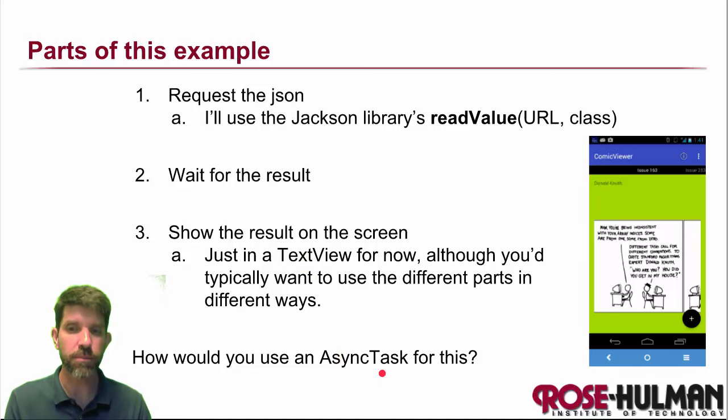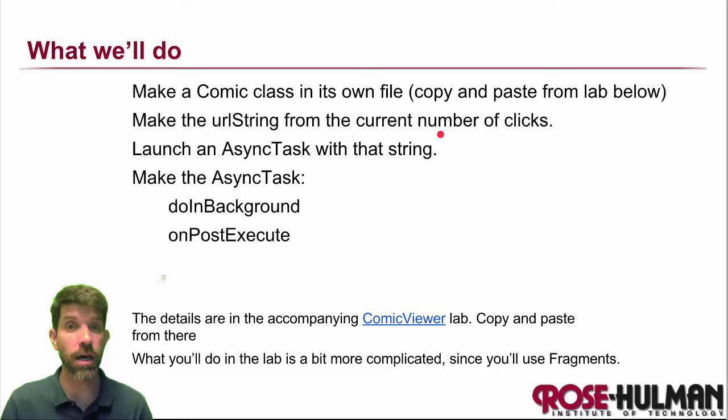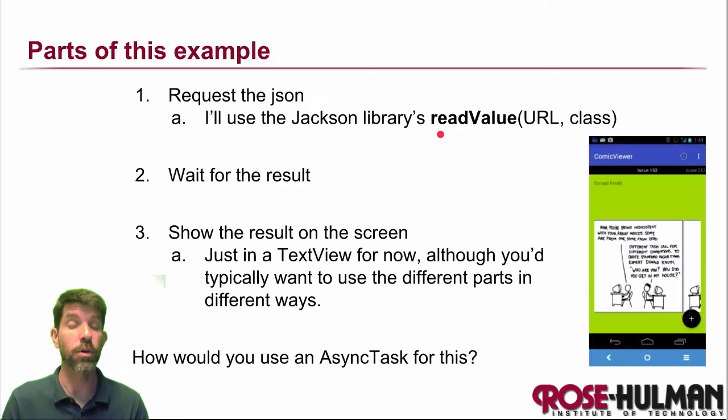Now, if I think about how this maps to an async task, should be pretty clear here. This is my network call. So this is going to go inside, remember which method? I'm going to go inside the do in background, right? And then the callback, so when it's done, then I want to display it in the text view, and that's going to go inside my on post execute, right? So those are the big ideas for this, right?